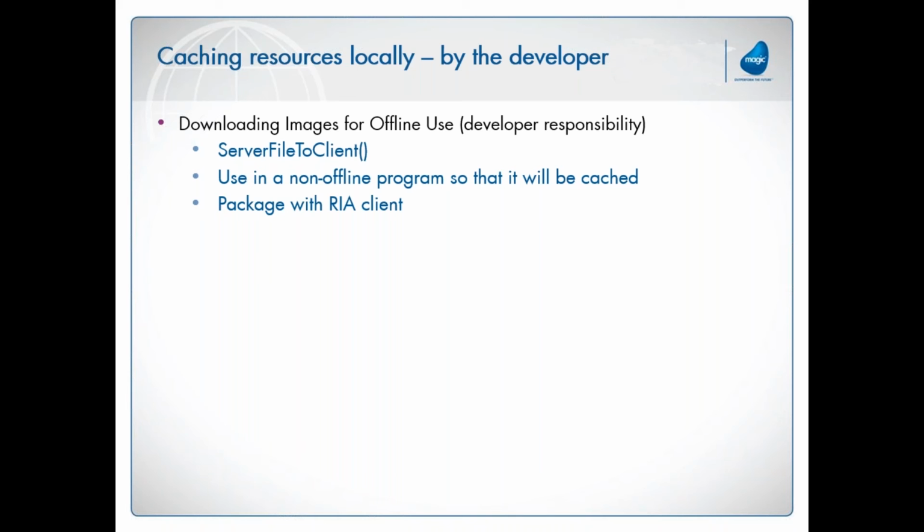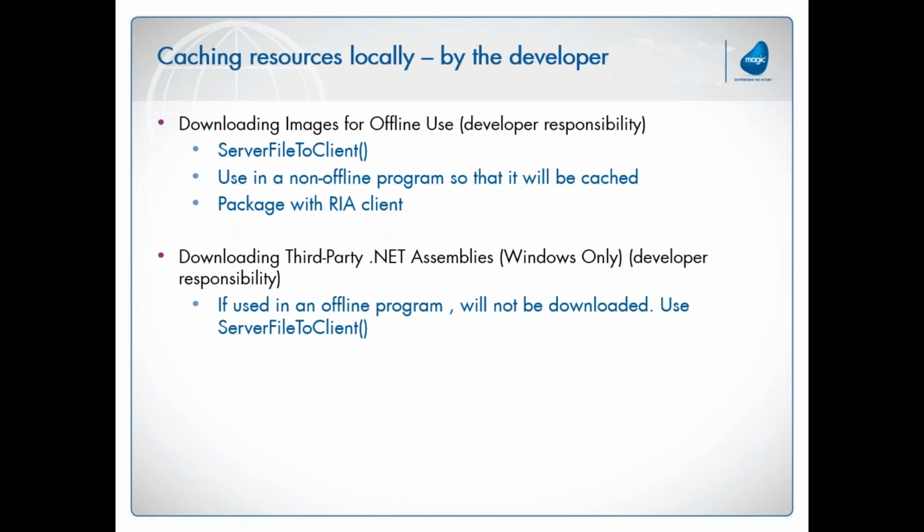Another alternative to download images is to use them in a non-offline program. So there is a call to this program, and then the files are already in the cache. But this is not really recommended. The best way is to use, as I mentioned, the server file to client. And of course, you can package them for mobile devices inside your application package. This is the recommended way. We're going to also discuss this method in the performance improvement section later on.